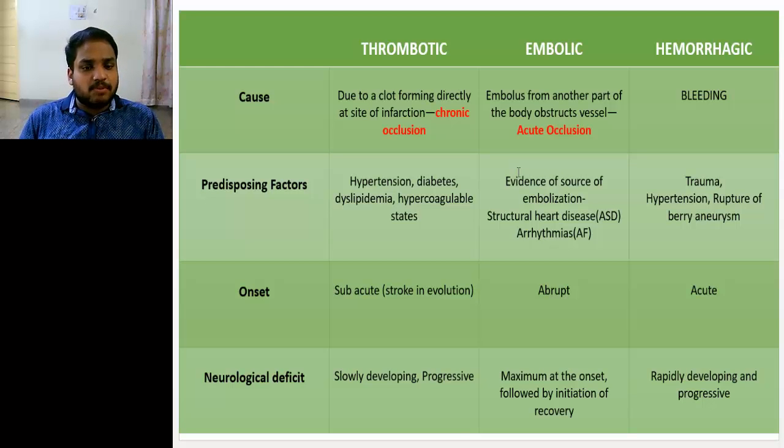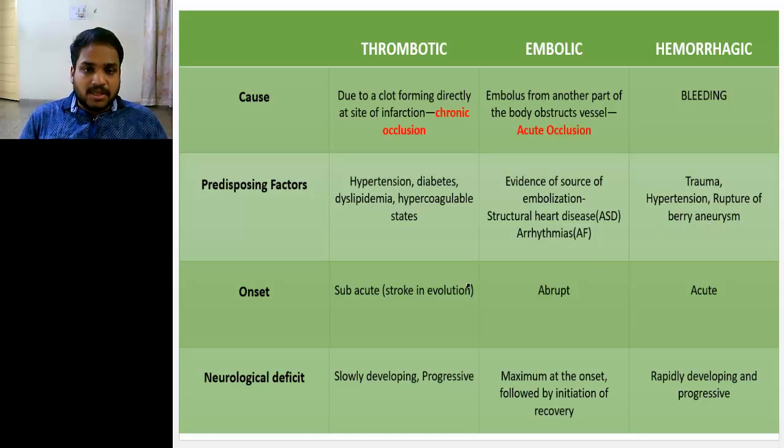So what happens in atrial fibrillation? The atria are just fibrillating. There is no active contraction of the atria. As a result, there would be stasis of the blood, and this would lead to clot formation, and this embolus gets detached and can go into the vessels of the brain, leading to an embolic stroke. And now the hemorrhagic stroke. What are the predisposing factors? Trauma, hypertension, as well as rupture of berry aneurysms.